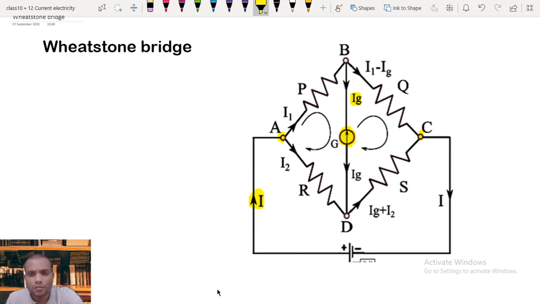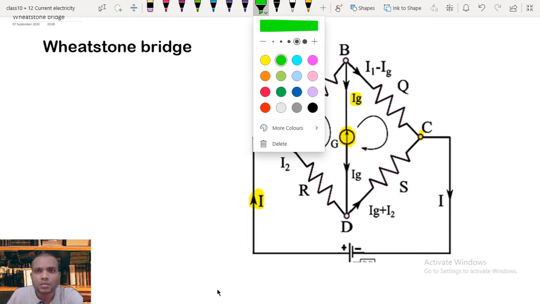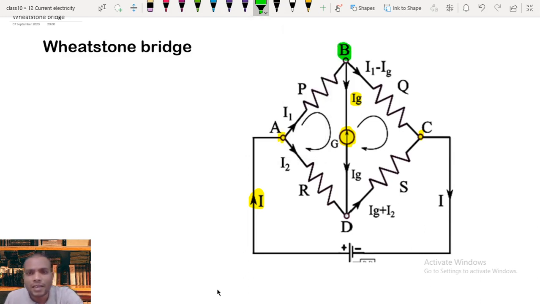And again, B is one more junction. At B the current divides again. I1 is entering junction B, and the current flowing through the galvanometer is IG. The remaining current, I1 minus IG, flows through arm B to C. That is the current after dividing at junction B.